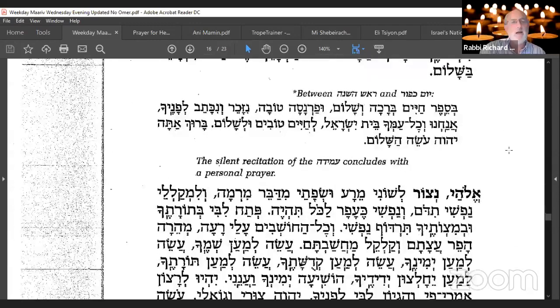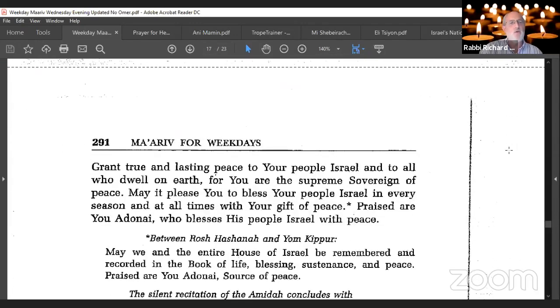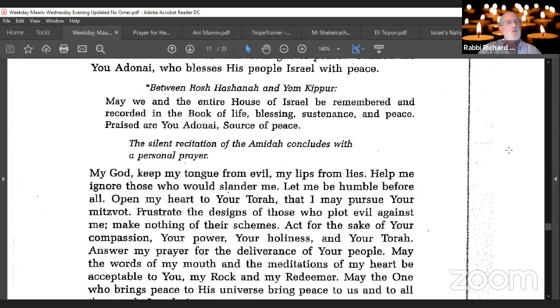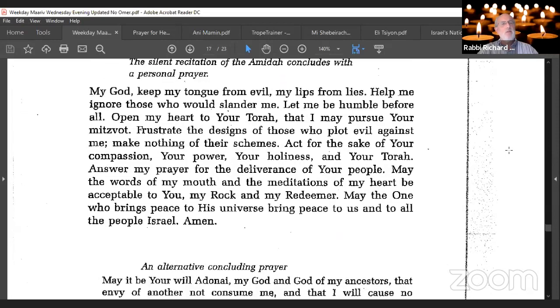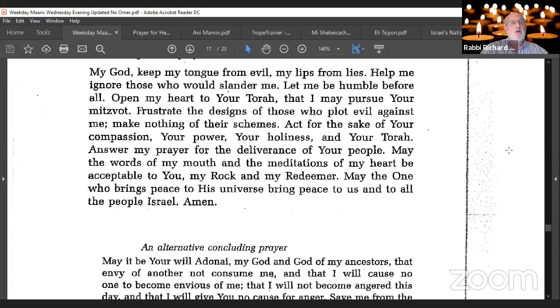At this time, I'm going to ask Rabbi Kudan to open his microphone. No one else, please. Everybody keep your microphones muted. Rabbi Kudan, would you lead the congregation in the personal prayer that we recite after we say the Amidah?